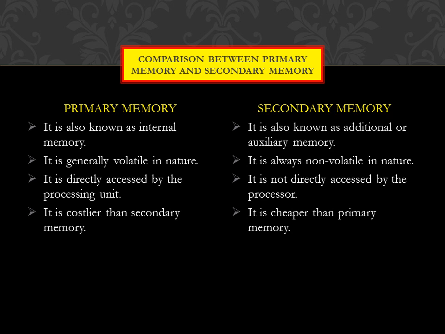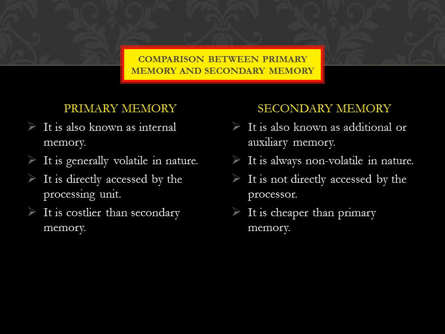Primary memory is directly accessed by the processing unit. So the processing unit, that is the CPU, can directly access the primary memory. While secondary memory is not directly accessed by the processor. Then how is it done? First, the data from the secondary memory goes into primary memory, and then that data is accessed by the processing unit. So secondary memory cannot be directly accessed by the processor. It first goes into primary memory, then it is accessed by the processor.